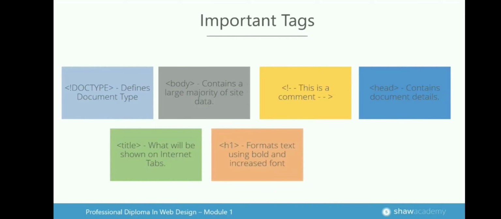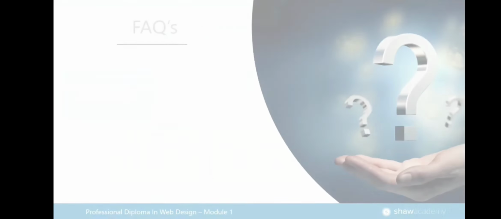Then we've got H1, which formats text and uses bold and increased font to make it stand out from other text on your page. And last we have P, which stands for paragraph, which is just going to be very plain text on your site, which you can then use later on in partnership with CSS to make it look a bit more fun and exciting.